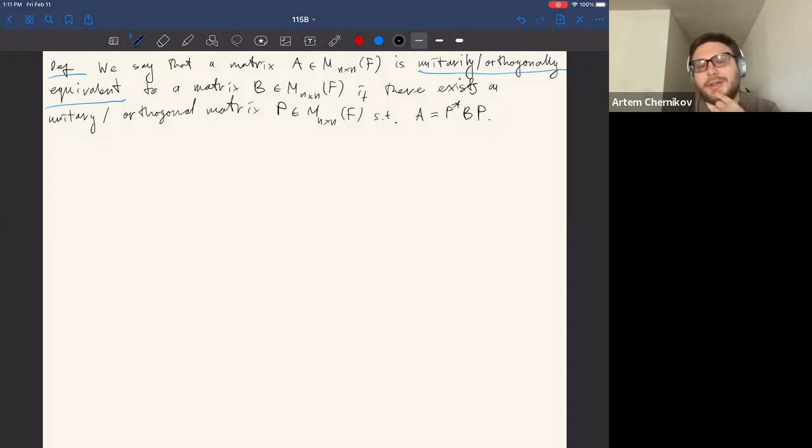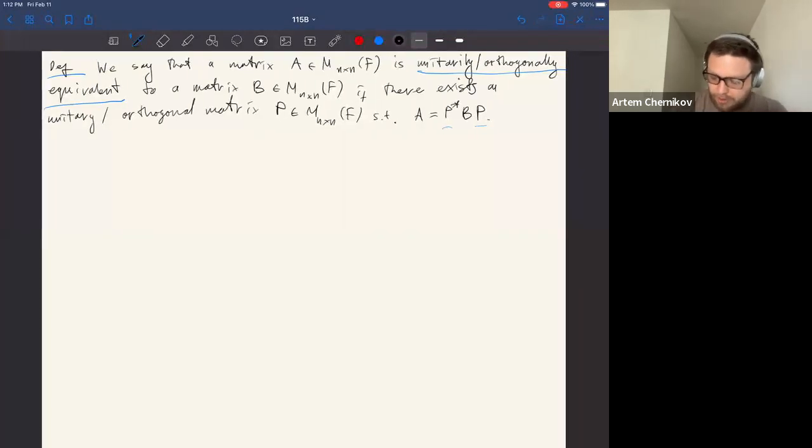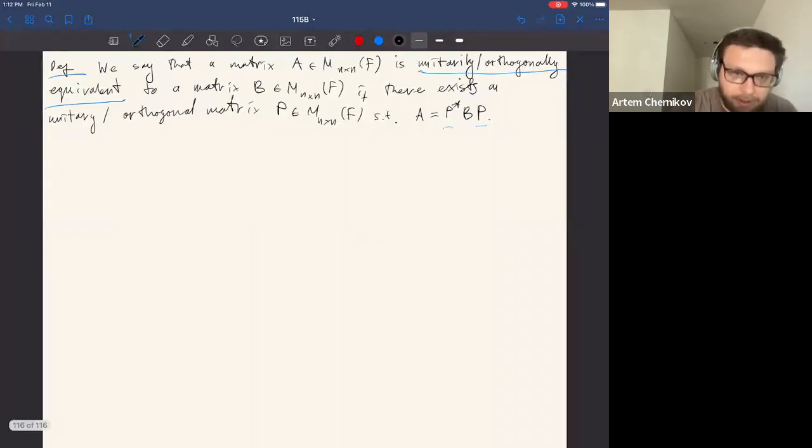Okay, as you can see, it's a bit analogous to the definition of similarity of matrices. But here, instead of saying that we can take a product like this with an invertible matrix, here we require a unitary or orthogonal matrix so that we can get this equality. Okay. So the first point about this definition, so this is remark 3.